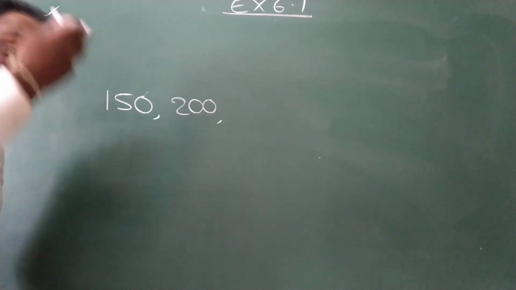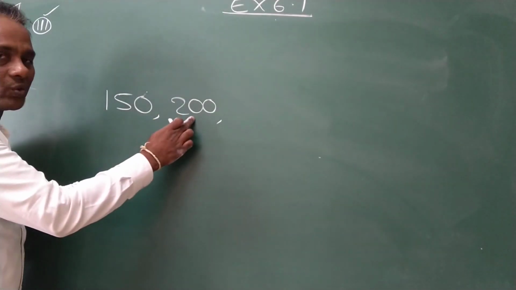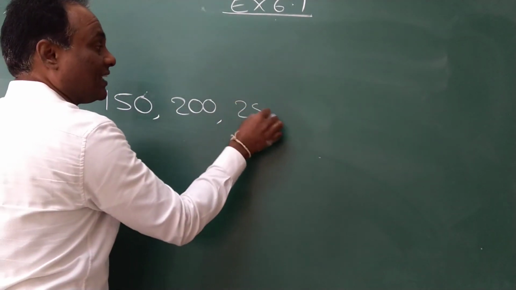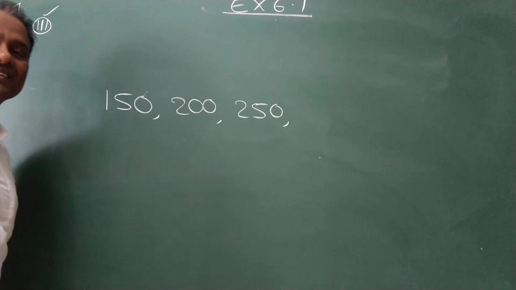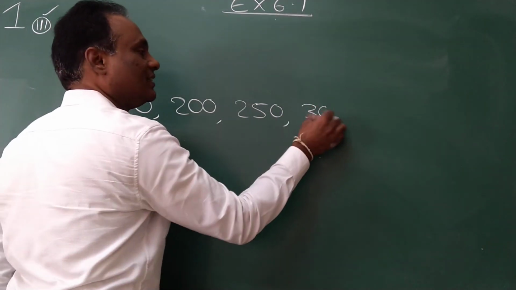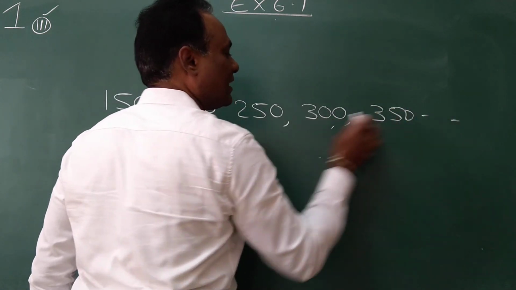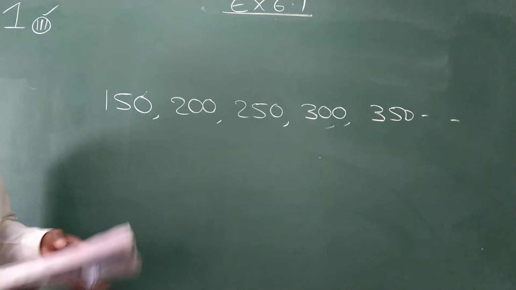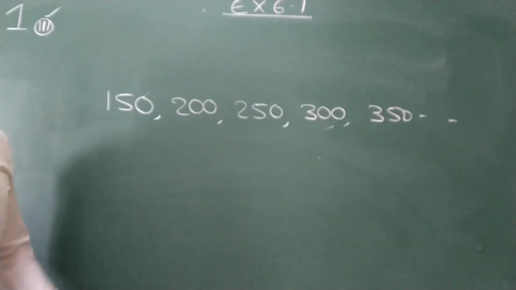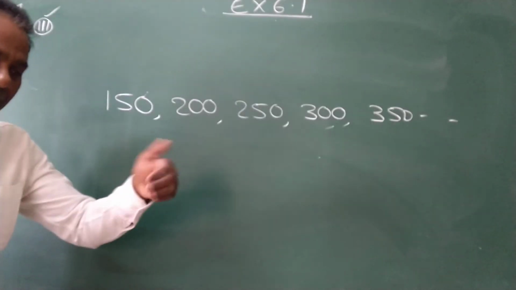Suppose we are digging 3 meters: 2 meters 200, another meter means 50 rupees added, 250. Again another meter, 300 rupees. Again another meter, 350 rupees. Like that. Difference is the same. Every 1 meter, 50 rupees added. First time 150 rupees we have to pay for 1 meter. After that, again another meter.